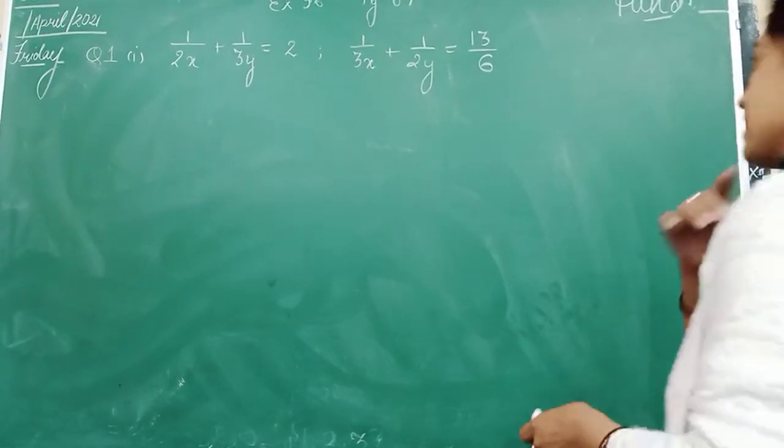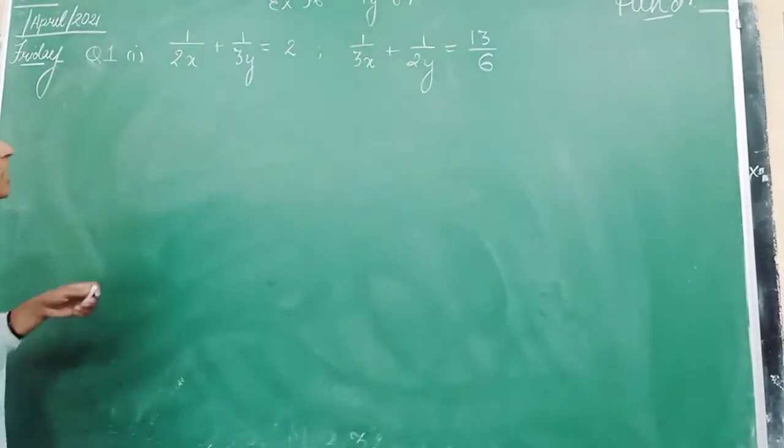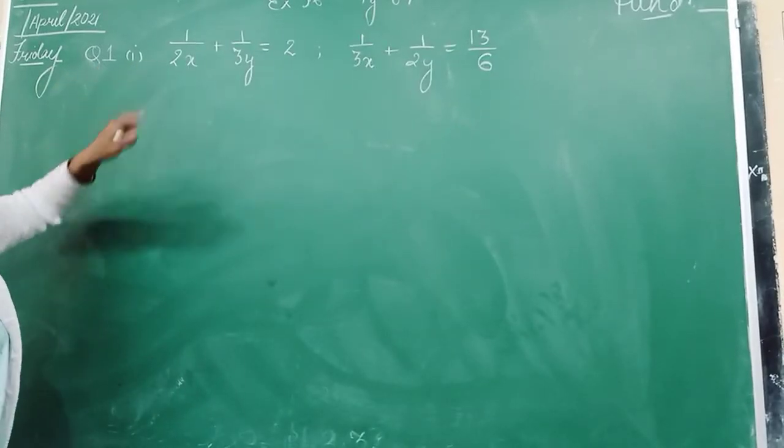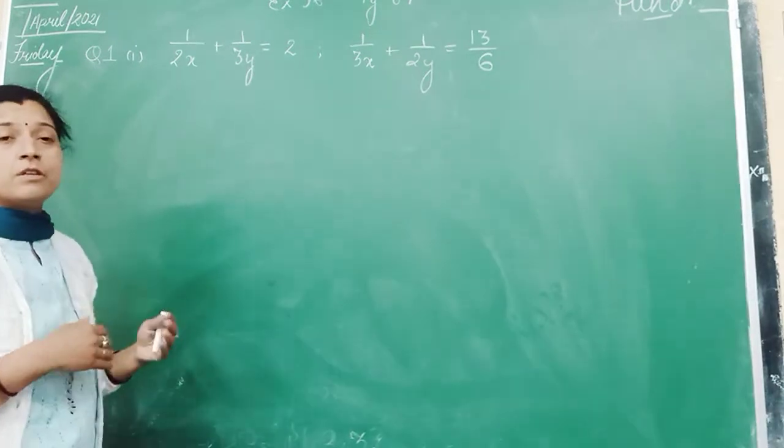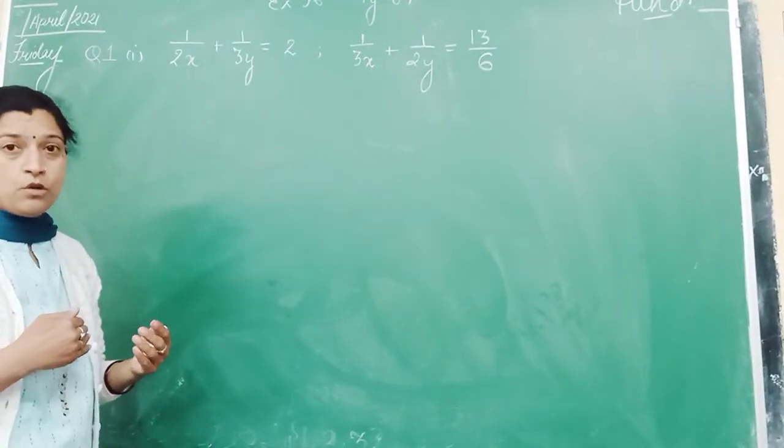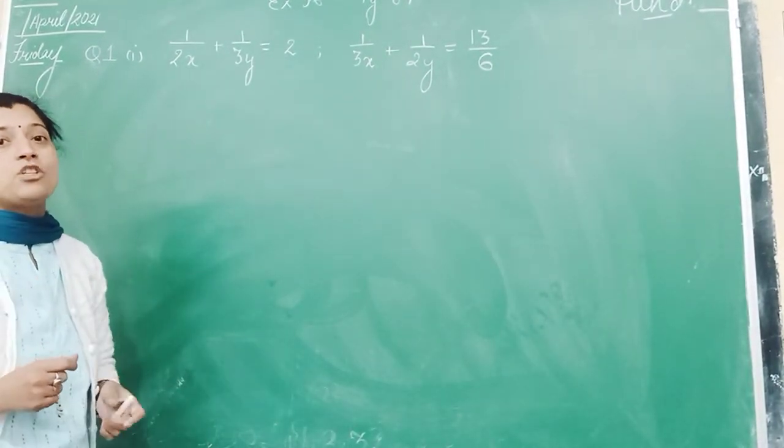Alright children, exercise 3.6 we had to start. I am taking up first question, first part, and here you have to reduce these questions to the form that you know how to solve. Okay, equations reducible to linear equation in two variables.